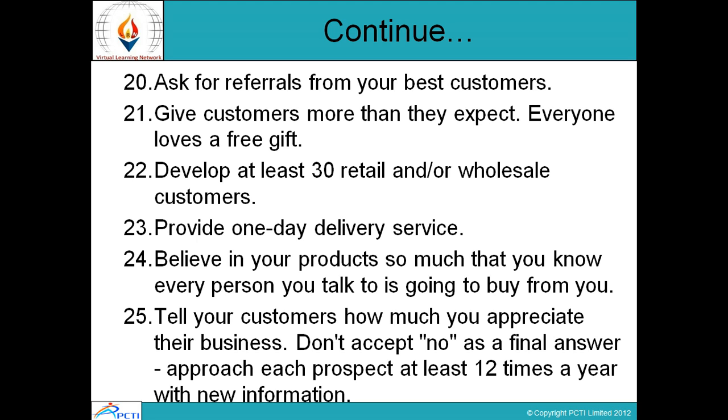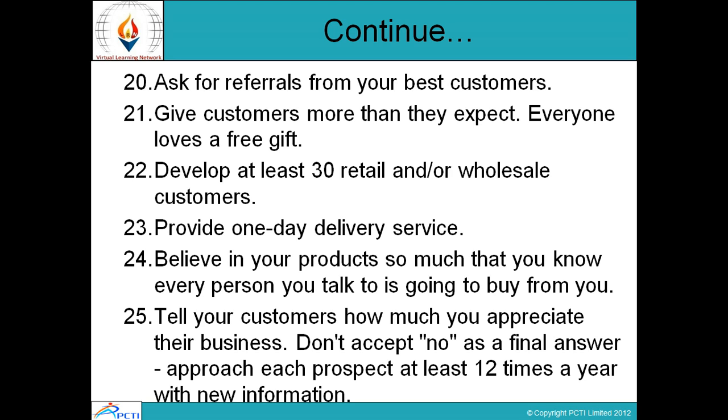Provide one-day delivery service. Everybody likes speed. Everybody likes fastness. So your mode of delivery of services, its time span, must be one day only. And believe in your product so much that you know every person you talk to is going to buy from you. So इससे पहले ये बहुत ज़रूरी है कि आप अपने प्रोडक्ट में खुद बिलीव करें. It is necessary that you believe in your products. Another point is tell your customer how much you appreciate their business. Don't accept no as a final answer.